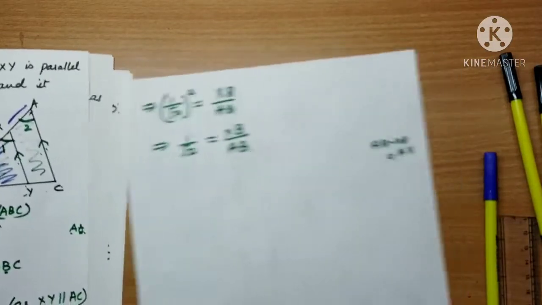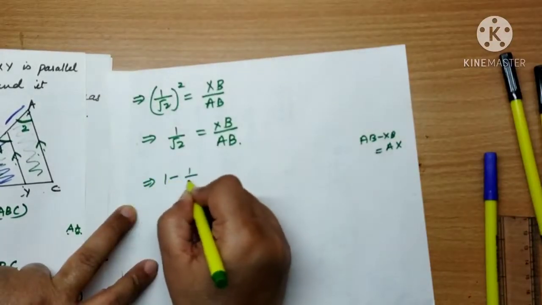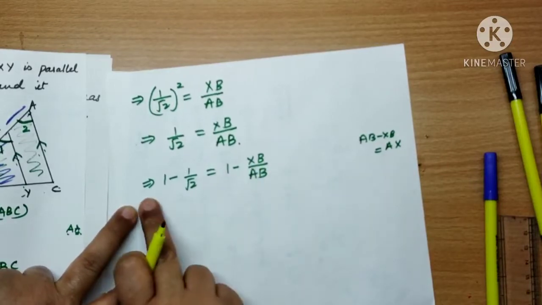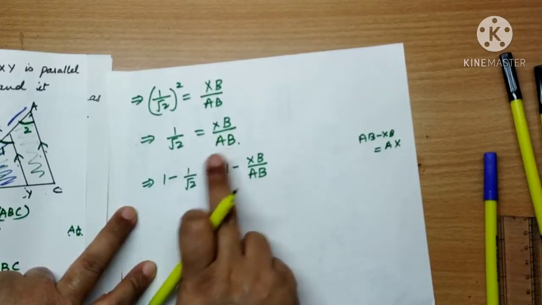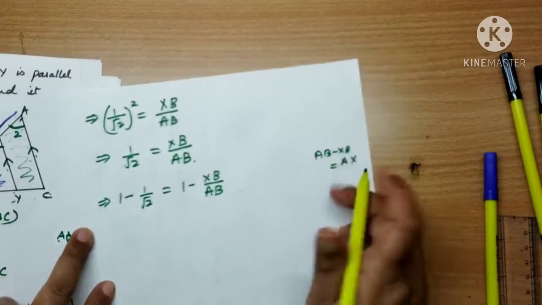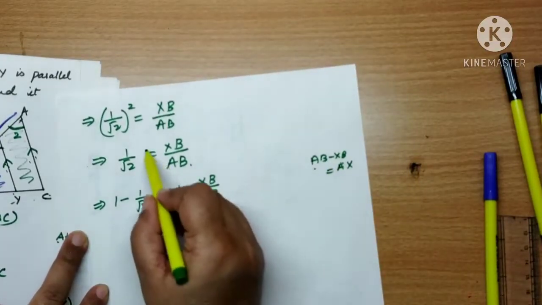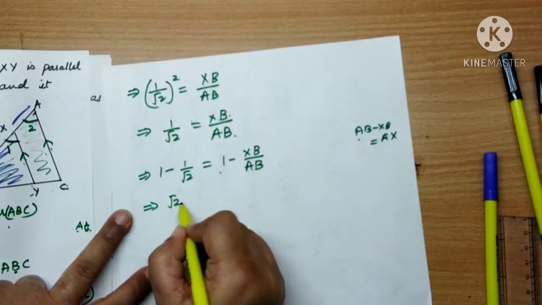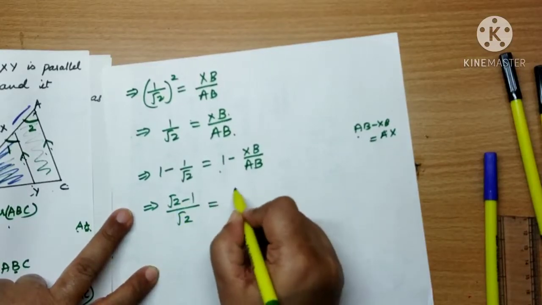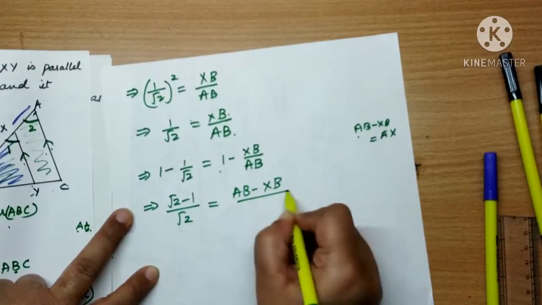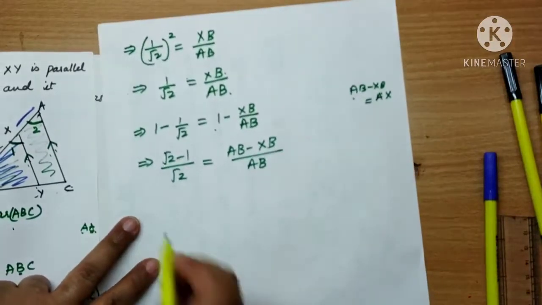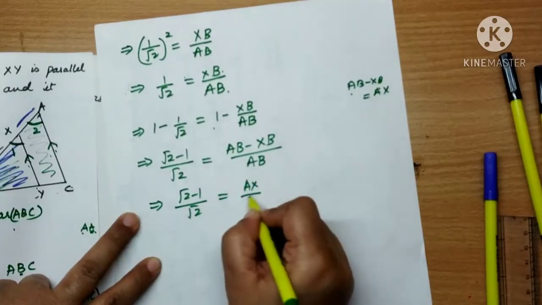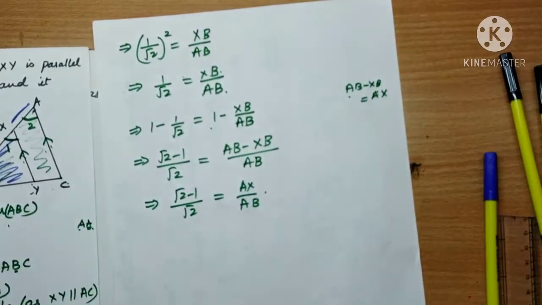Understood? So can I write this as 1 minus 1 by root 2, is equal to 1 minus this. Why am I doing this? I am subtracting these terms from 1. Why? Because I am looking for AB minus XB. So AB minus XB, that means 1 minus this. Hope you understood. So we get root 2 minus 1 by root 2 is equal to AB minus XB by AB. So I get root 2 minus 1 by root 2 as my AX by AB. This is the ratio that we were looking for.